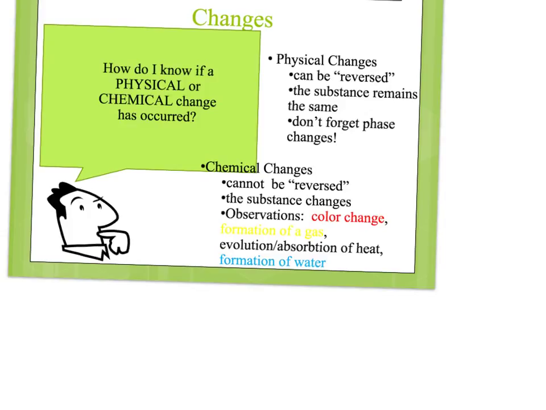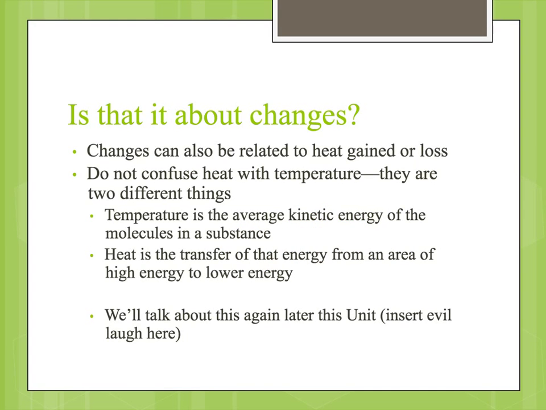So another way that we're going to be able to tell if a chemical change has taken place is going to be by the creation or the evolution or absorption of heat. Another way is the formation of water. Now that doesn't mean when ice melts, water is formed, that was a chemical change. So is that it about changes? Well, no, it's not. Instead of simply saying it's a chemical or physical change, we can also talk about if it is giving off or if it is taking in heat.